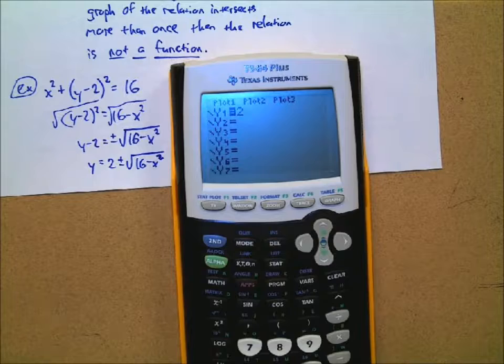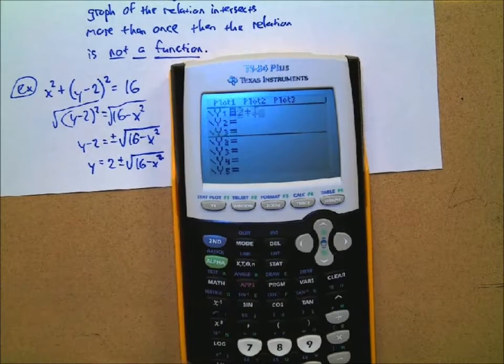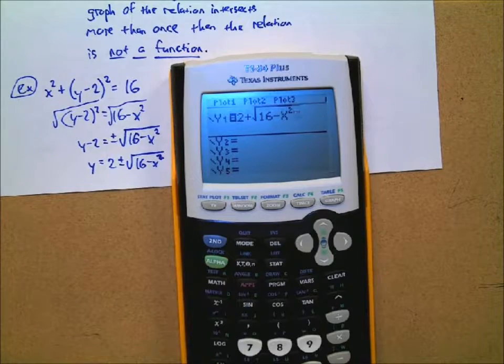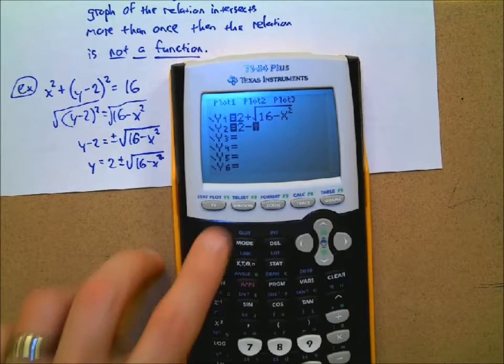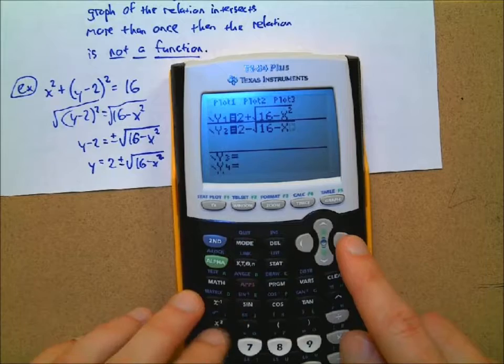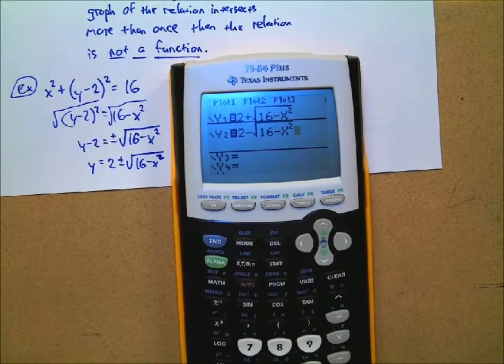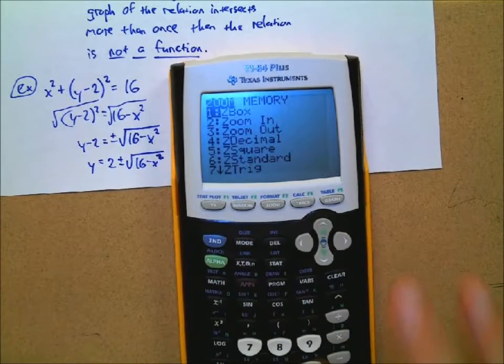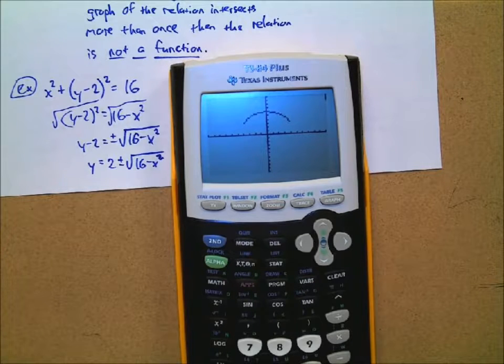Yep, exactly right. In y1, we'll do 2 plus the square root of 16 minus x squared. And in the bottom, we'll do 2 minus the square root of 16 minus x squared. Just like that. And then there's our circle. Wait, why isn't it finished?